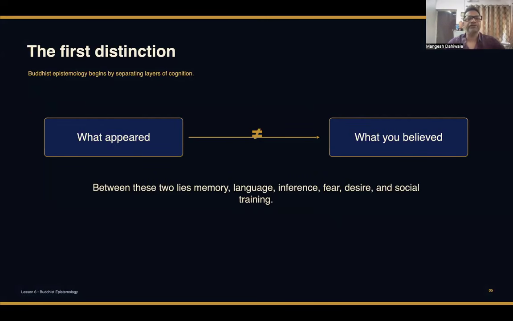So the first distinction that we have to bear in mind whenever we look at Buddhist epistemology, or theory of knowledge, or how we perceive something, begins by separating layers of cognition. What appeared and what we believed is not the same. If you look at our own lives, we can clearly see that what appears is not what we believe. Between what appeared and what we believe, there are always memory, language, inference, fear, desire, and social training. I think we can all identify with that. So we have to begin with separating the layers of cognition. Whatever appears is not what we always believe, and there is a gap between what appears and what we believe, which is mediated by memory, language, inference, fear, desire, and social training. This is a very important thing to bear in mind.